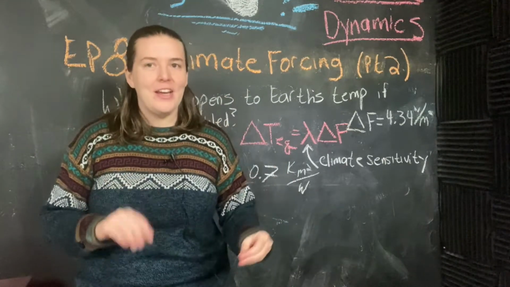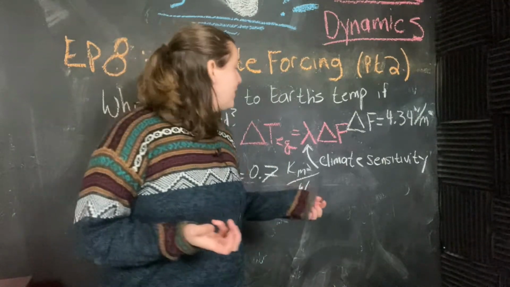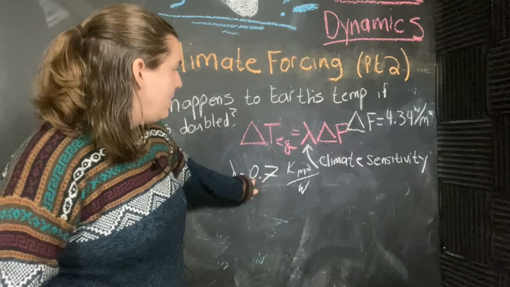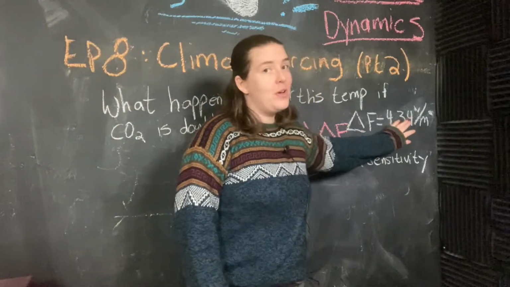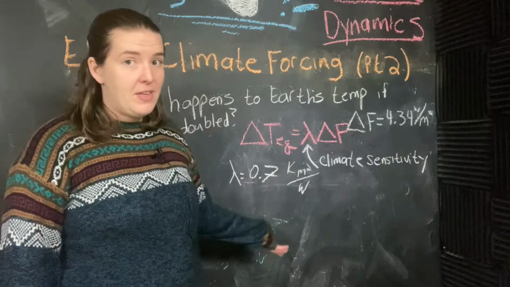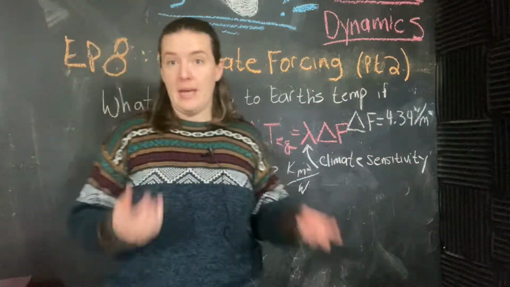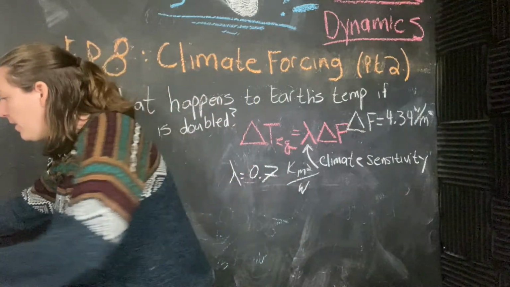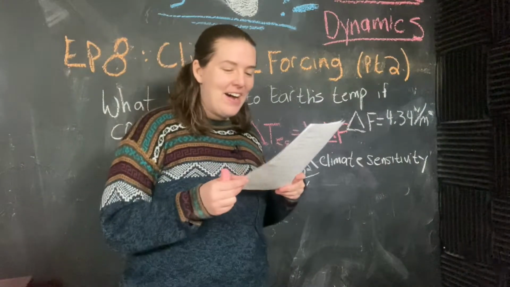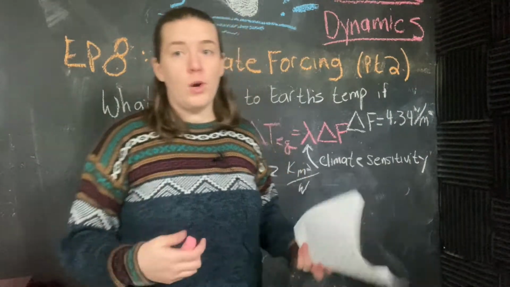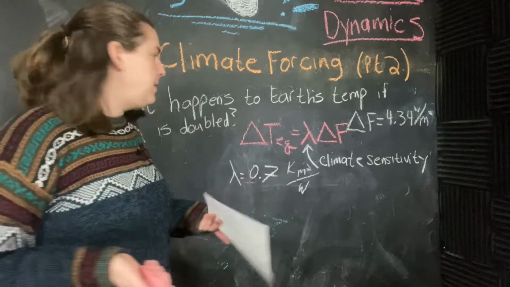I think we're good. And now all we have to do is very simply multiply our climate forcing, 4.34, by 0.7 to get a change of temperature of, I wrote it down, 3.04 degrees Kelvin.